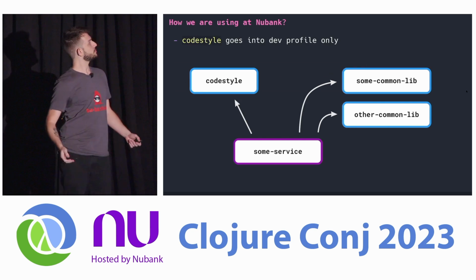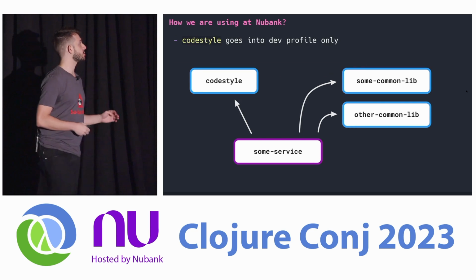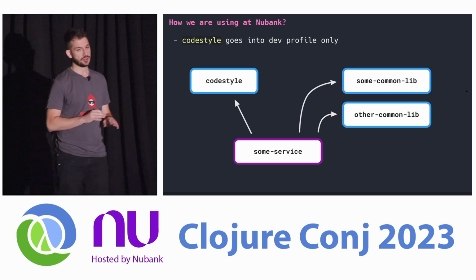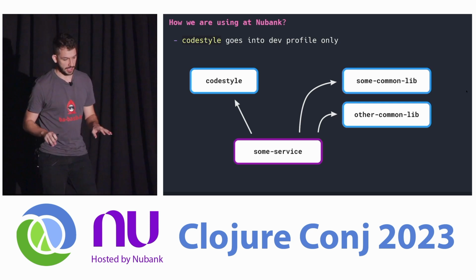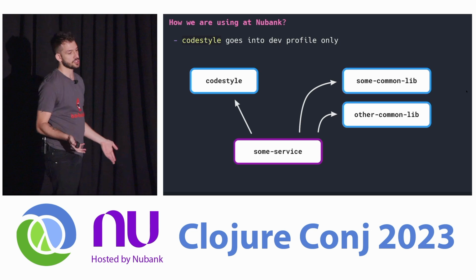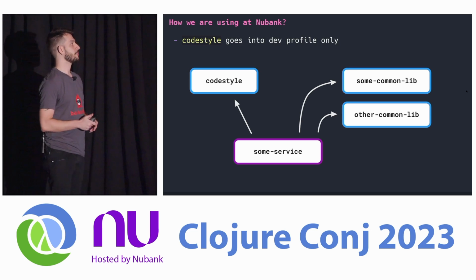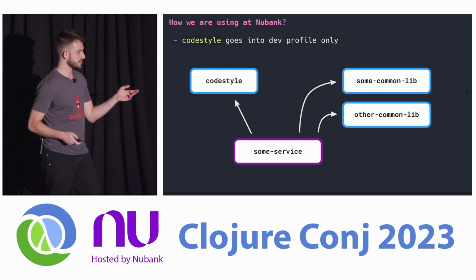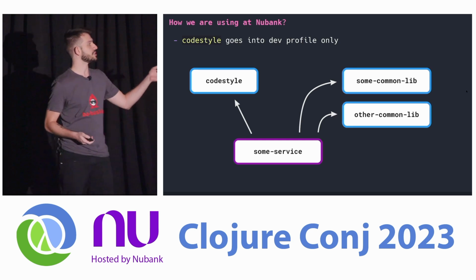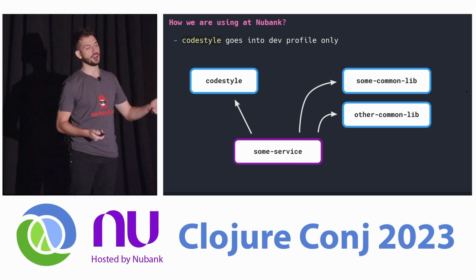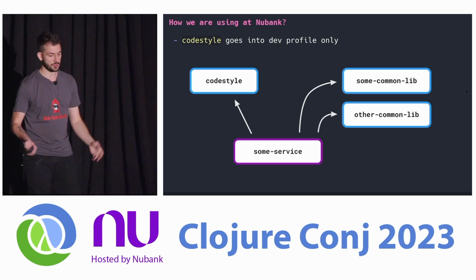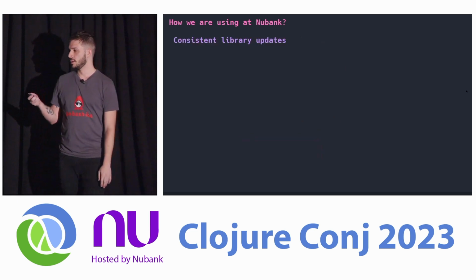All right, so this is a summary. So code style really goes into a dev profile. It doesn't go to production. But even so, it's just a simple jar with only export configurations and no code at all. And that's how it works. So your services are using code style in the classpath and other libraries in the classpath. So it's all available via the classpath.